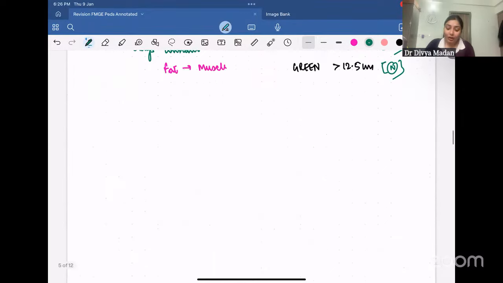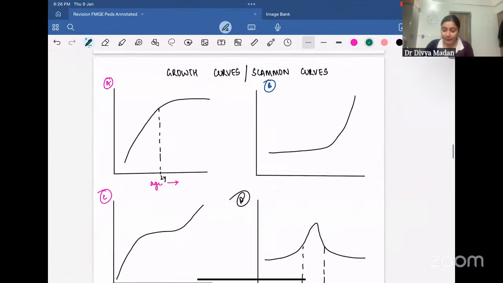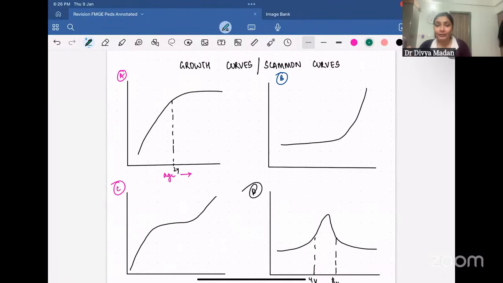Now coming to again a very important question for your exam, the growth curves, the Scammon curves. Here and there in each of your exams, either there is going to be a statement-based question or an image-based question, and they ask you about these curves. What are these curves? The laws of growth say that each tissue grows at a different rate. And to depict that, we have these growth curves that are also known as Scammon curves.